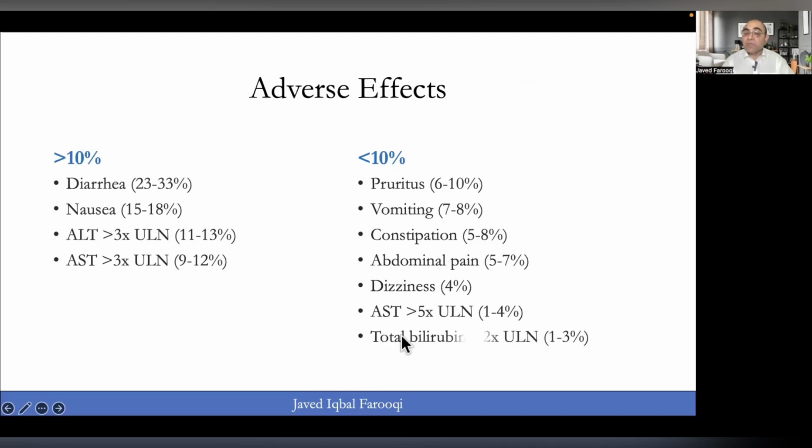Similarly, total bilirubin rise more than 2 times is in 1 to 3%. And ALT rise more than 5 times is 2%. More than 3 times is 11 to 13%, but more than 5 times is rare. Around 2% of the patients being treated with resmetirom can have this.